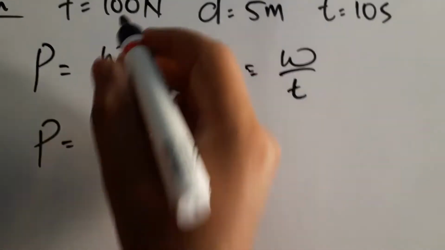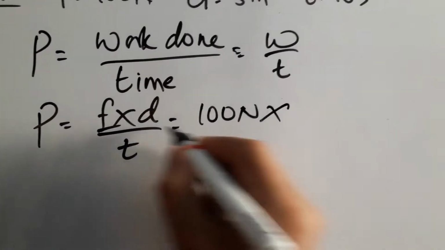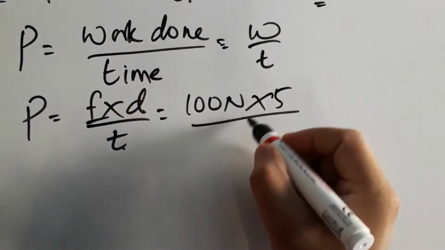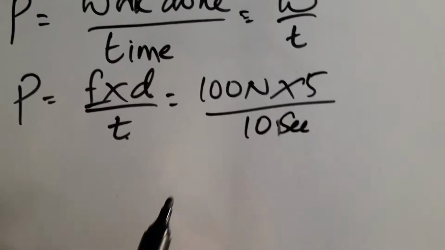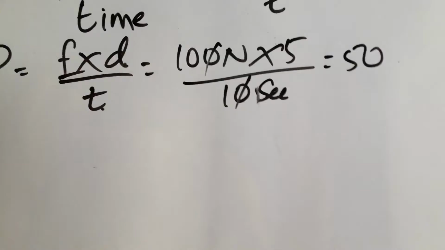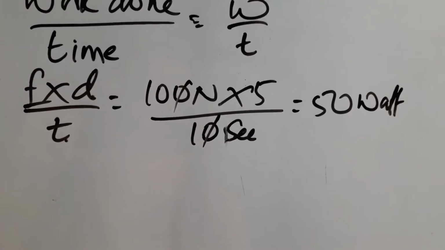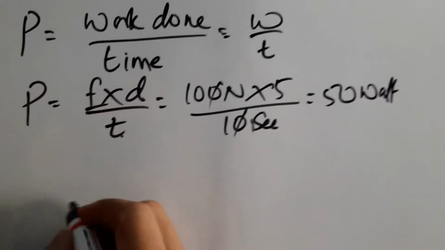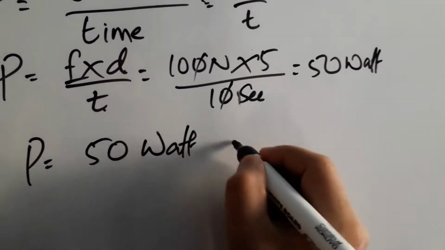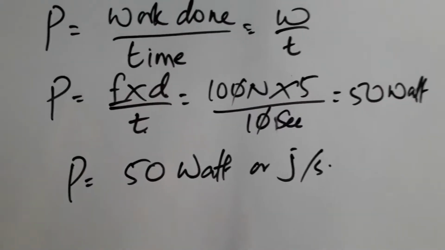Now the value of force is 100 Newton. So we have substituted the force times distance, which is 5 meter, divided by time. Time is 10 seconds. When we calculate, 10 and 10 cancel, 5 times 10 is 50. So we have 50 watt. The unit of power is watt or joule per second. So we can write power is equal to 50 watt or joule per second. So this much power is developed by the man.